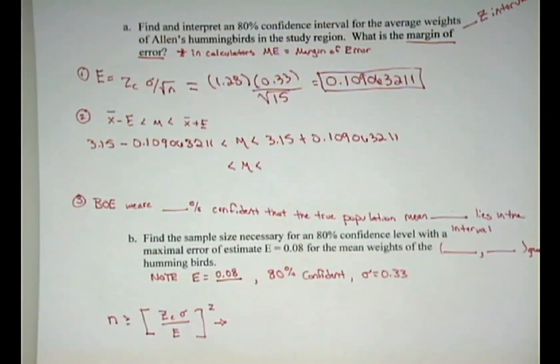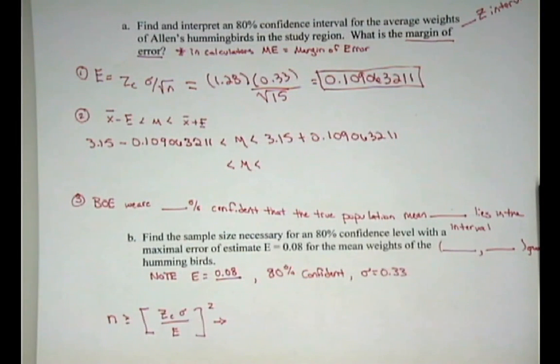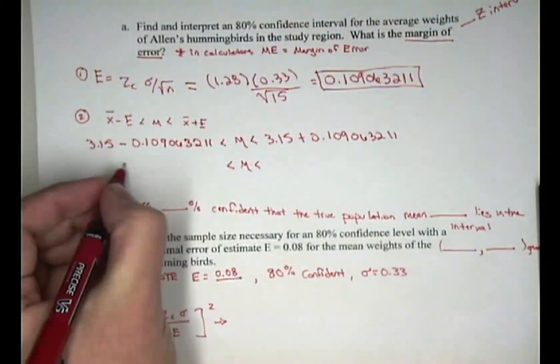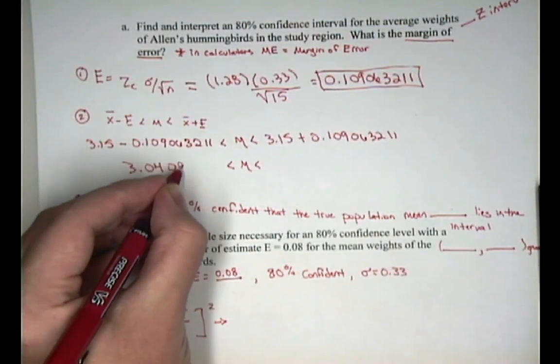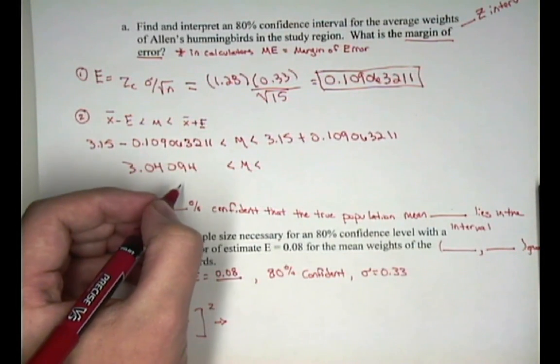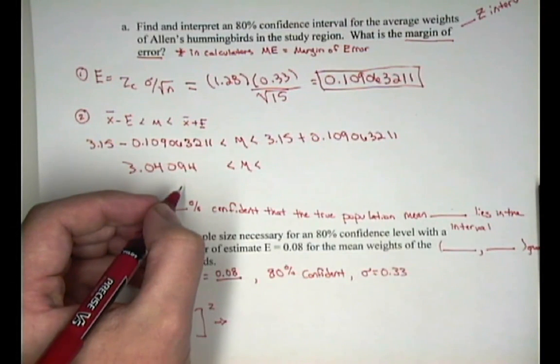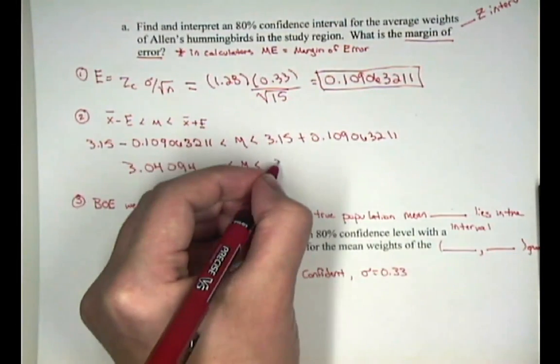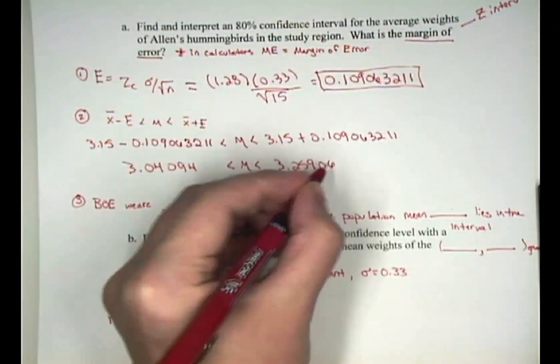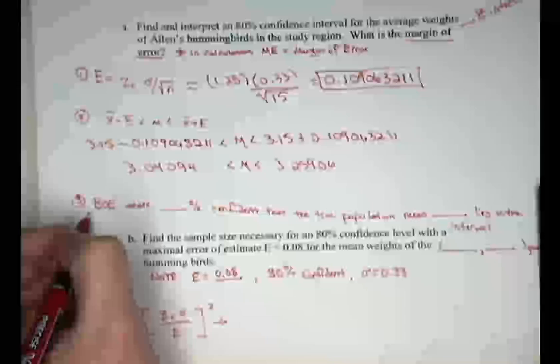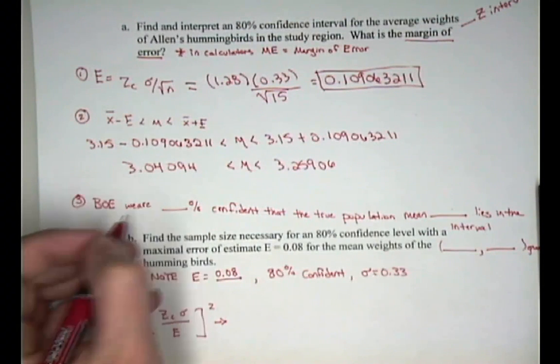Looking around for a calculator because I haven't calculated this yet. So get in my home screen here and we'll do 3.15 minus all this good stuff. We get a lower bound of 3.04094, and when we do an upper bound, we get an upper bound of 3.25906.